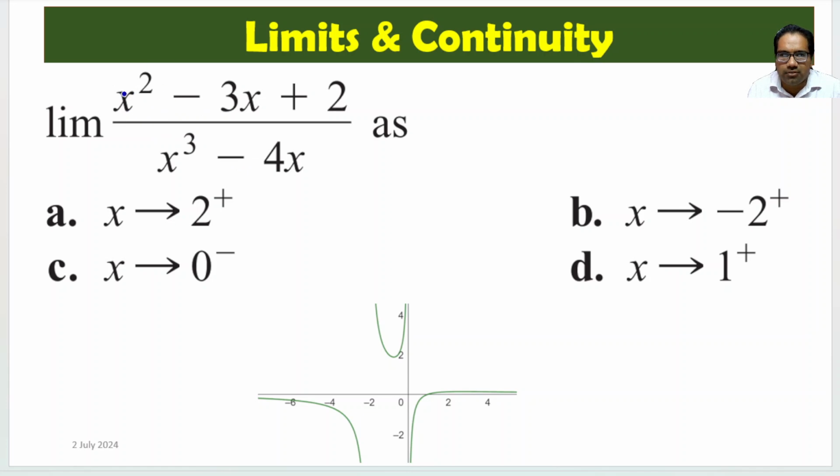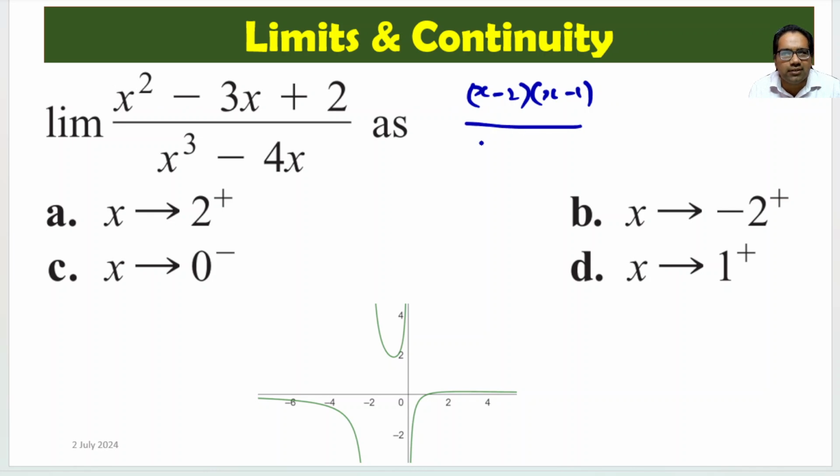The polynomial in the numerator is of degree 2 and the denominator is of degree 3. Let us try to find if there are any common factors. The numerator we can write as (x − 2)(x − 1), right? x² − 3x + 2 becomes x² − 2x − x + 2, which is this one.